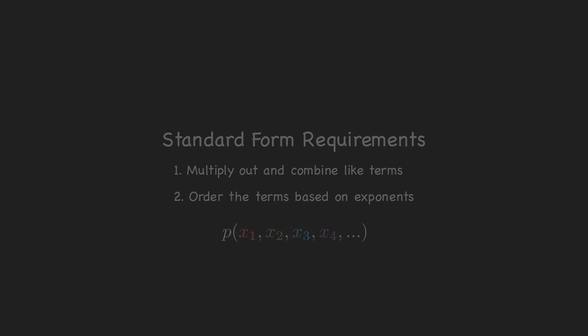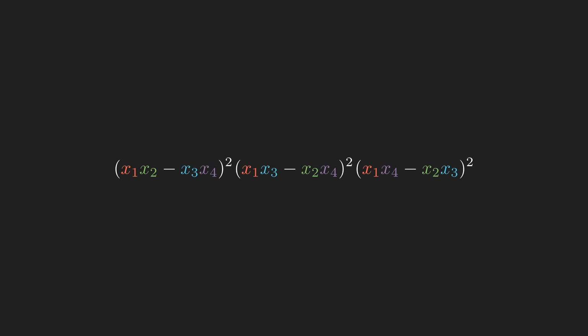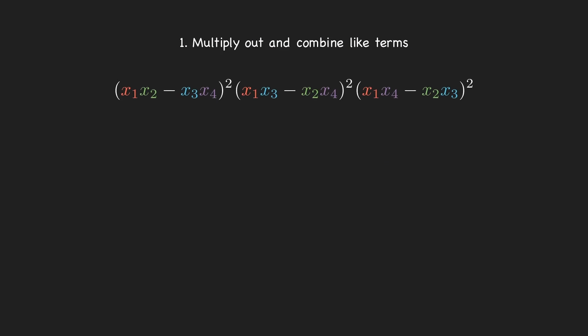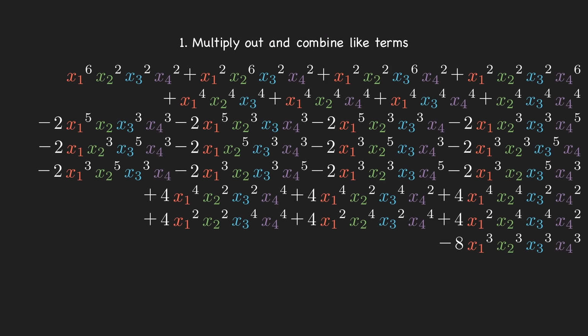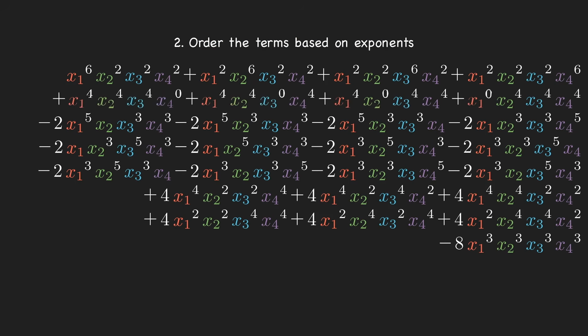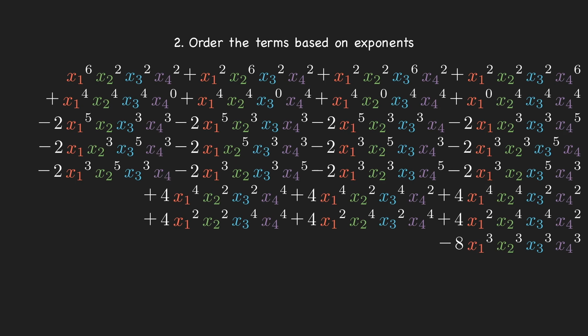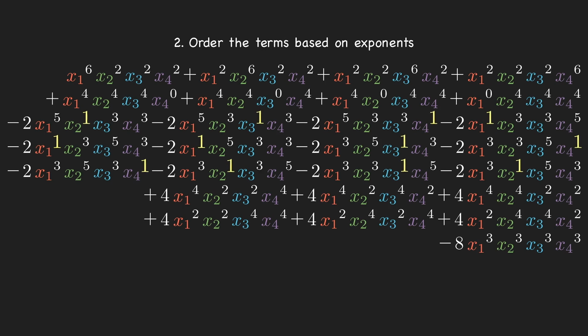Suppose we want to write the polynomial (x1x2 minus x3x4) all squared times (x1x3 minus x2x4) all squared times (x1x4 minus x2x3) all squared in standard form. The first step is multiplying everything out and combining like terms, and if you do that carefully, you get this. Second, we want to order the terms according to their exponents. We'll start by fixing the notation, so let's insert any missing variables with an exponent of 0 and put an exponent of 1 on variables that don't have an exponent.